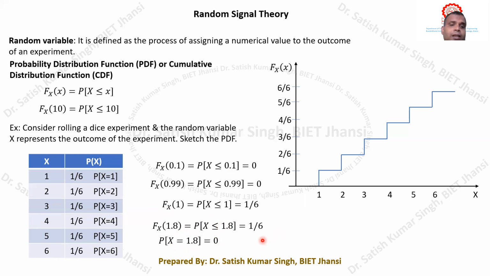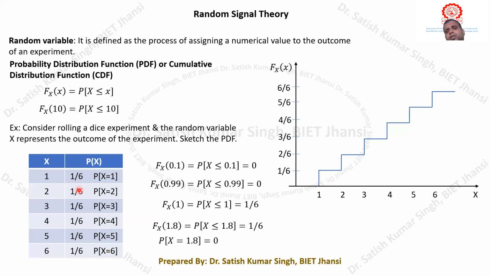So now when we calculate F(x) at x equals 2, it means: what is the probability that x is less than or equal to 2? Obviously, that time we have to add these two probabilities, because it is less than or equal to 2. So this 1 by 6 plus 1 by 6 gives you the value 2 by 6. And therefore that probability will become 2 by 6.